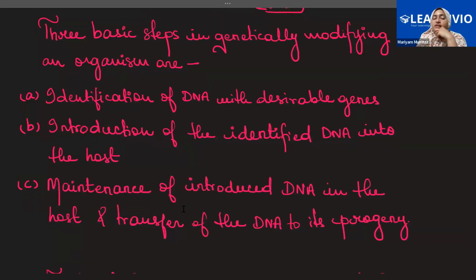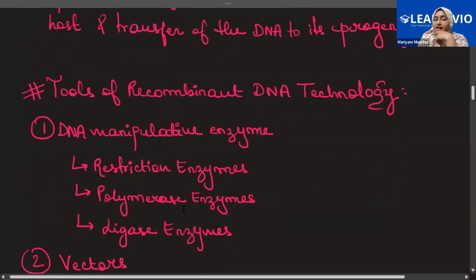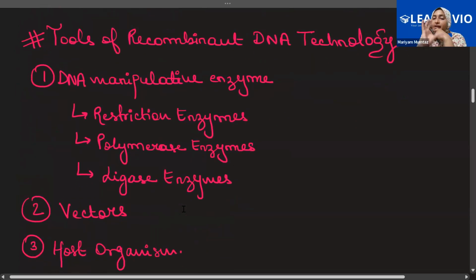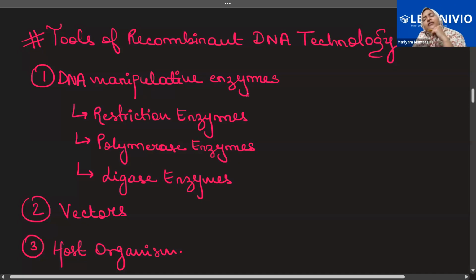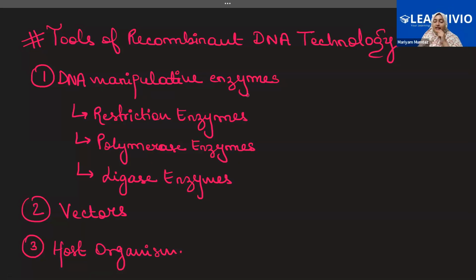To do all of these different processes, there are certain tools that we require. This is a brief of the tools we need for making recombinant DNA technology. The first thing we need is the DNA manipulative enzymes. We require a set of enzymes for recombinant DNA technology. The first type of DNA manipulative enzyme is the restriction enzyme. Very, very important. Restriction enzymes are required. Then there are polymerase enzymes.